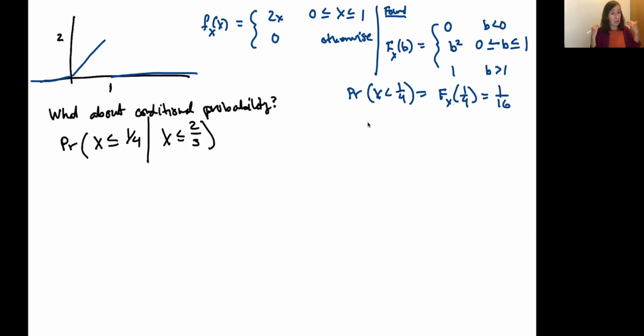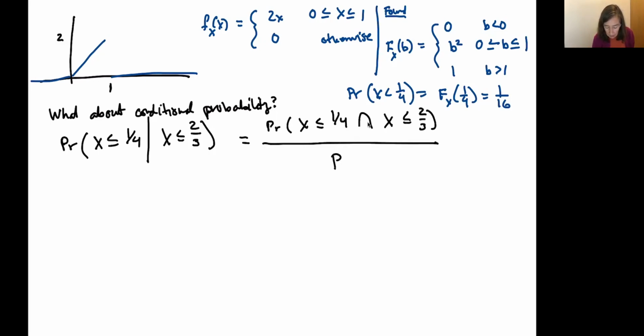And all we're going to use is the definition of conditional probability, the same definition of conditional probability that we have been working with this whole class. Okay, so let's just write it in here. It is the probability of the joint event divided by the probability of the conditioning event. It is the probability that X is less than or equal to 1/4 and X is less than or equal to 2/3, divided by the probability that X is less than or equal to 2/3.